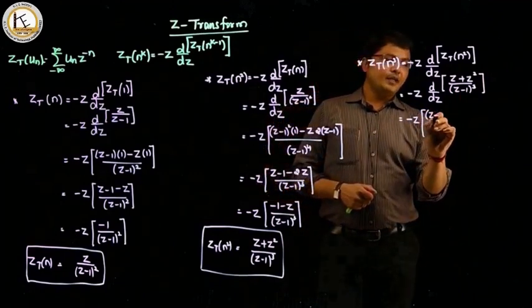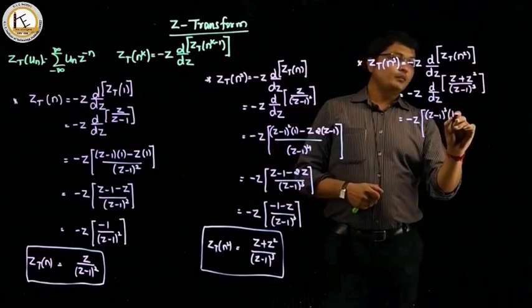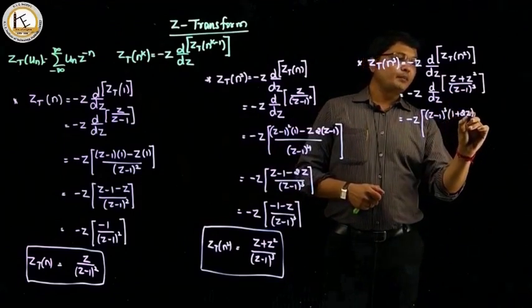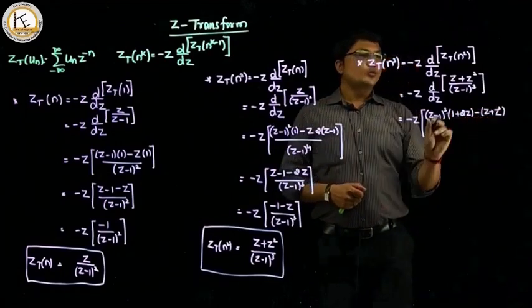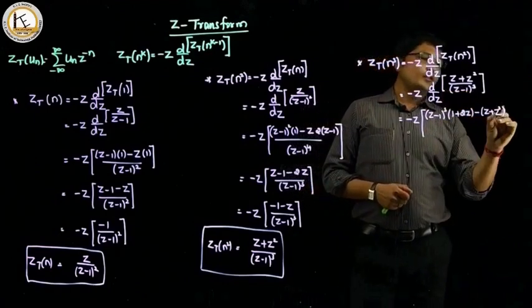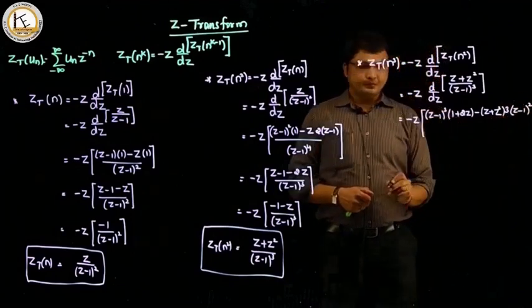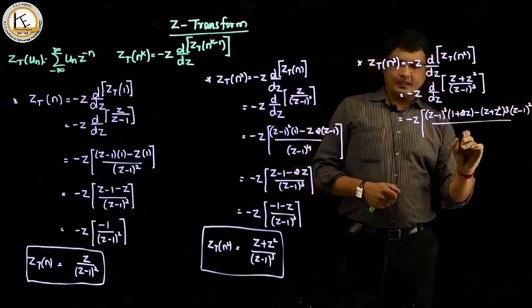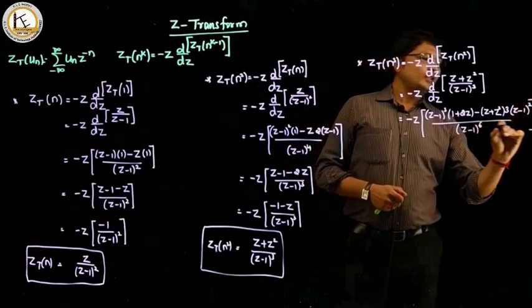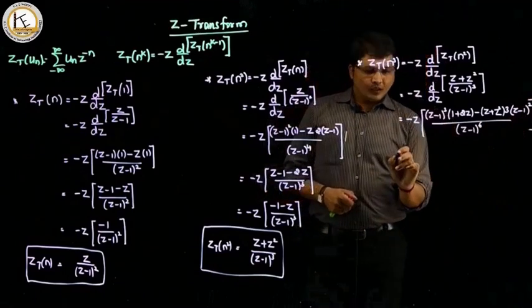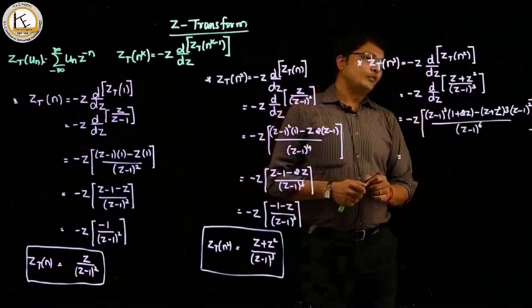Now we need to differentiate. So minus Z as it is, again applying the quotient formula U by V rule. So we have here Z minus 1 the whole cube into derivative of Z plus Z square, which is 1 plus 2 times of Z, minus Z plus Z square into derivative of Z minus 1 the whole cube. So it becomes 3 times of Z minus 1 the whole square, whole divided by Z minus 1 the whole raised to 6. So here bracket complete.